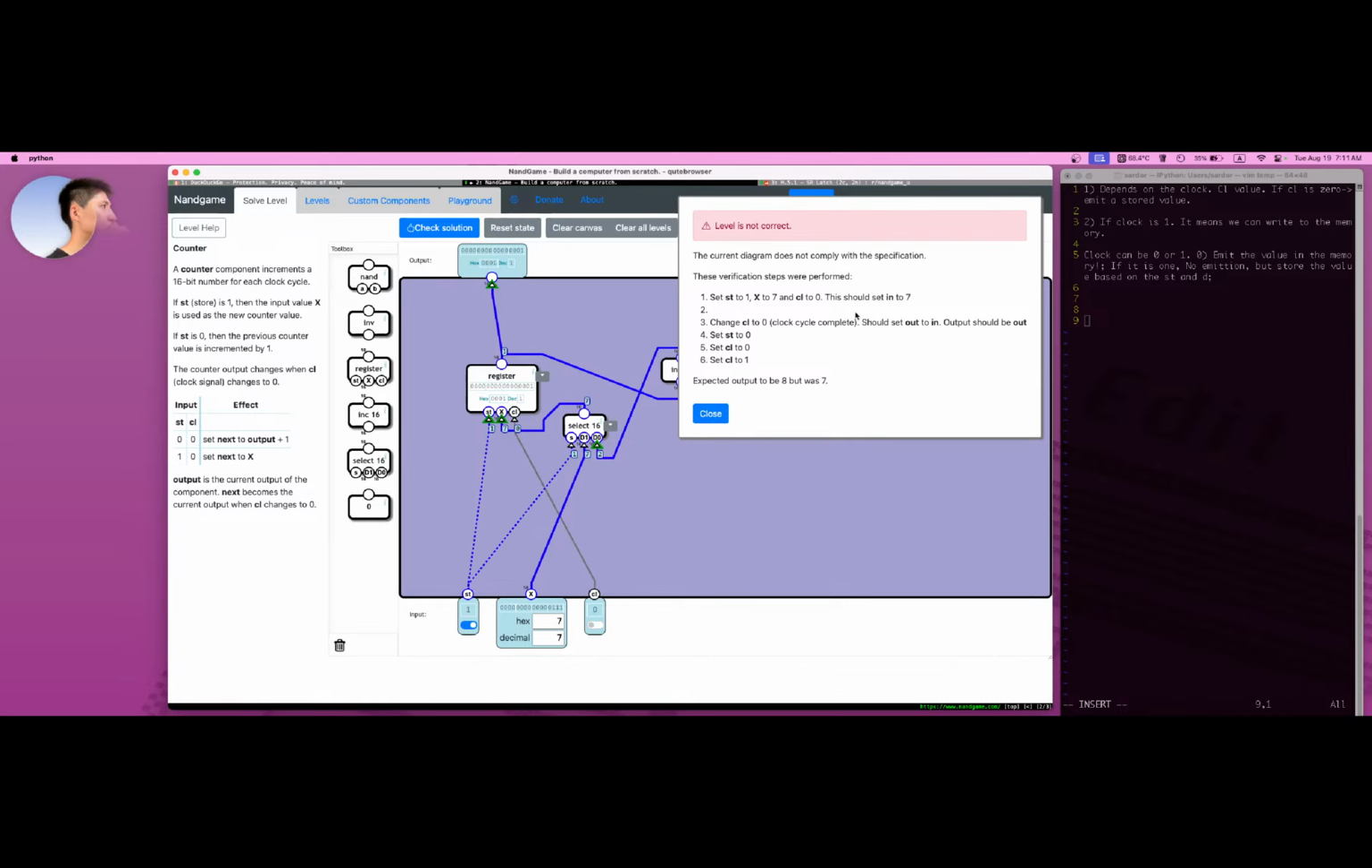Why second is empty? Change clock to 0. Okay. Should set out to in. Output should be out. Set clock to 0. Set clock to 0, 1, 0.